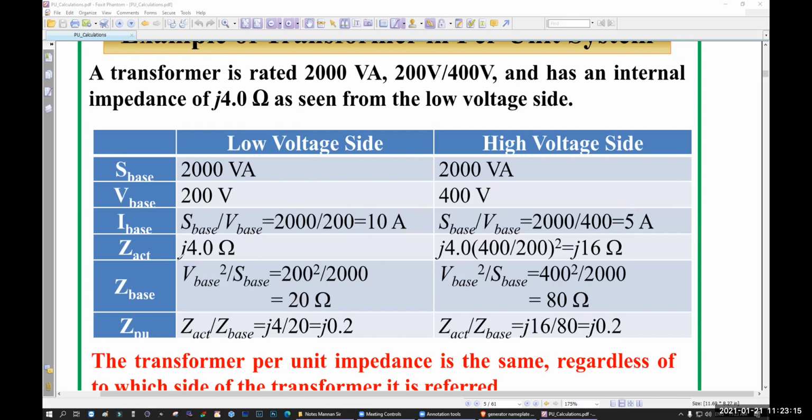Z actual for the low voltage side is j4.0. That means j is 4.0 ohm. That is the reactance only. Although it is saying impedance, that means there is no resistance. That's why nothing is added. So impedance is 4.0 ohm. What about your high voltage side? This one is a bit tricky. This one I will explain. Okay. Now I'm going to explain this one. This is actually your unitary system.